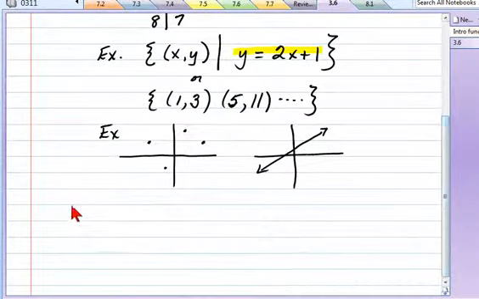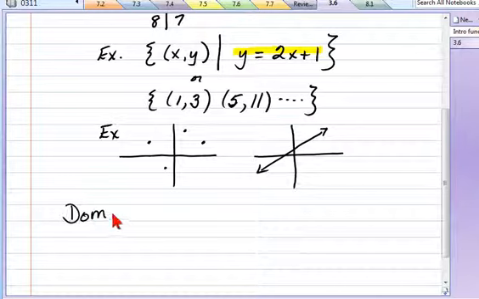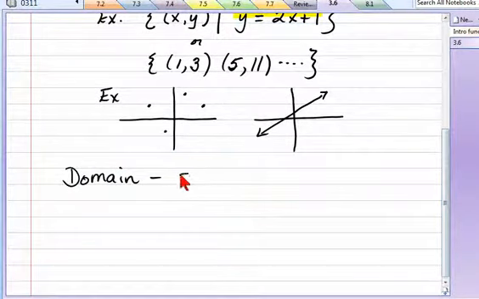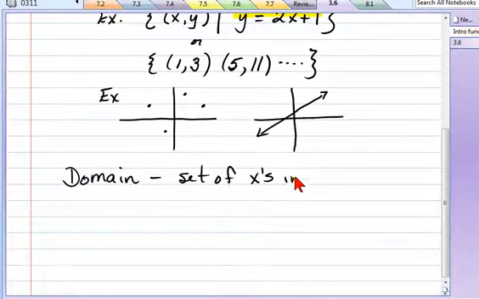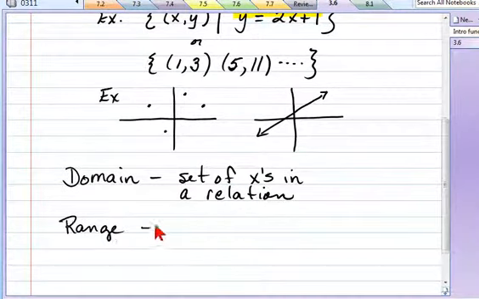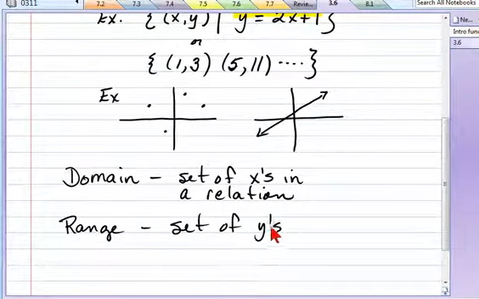I want to define two words for you. Domain. Hopefully we're familiar with domain. You actually had a question on your last test about domain. It is the set of x's in a relation. The range is the set of y's in a relation.